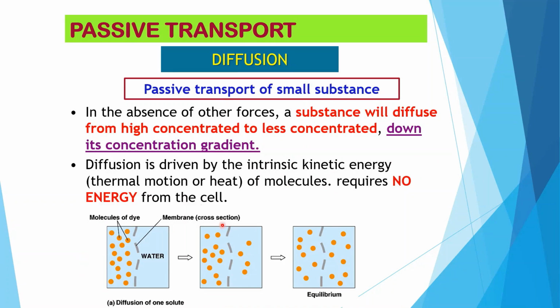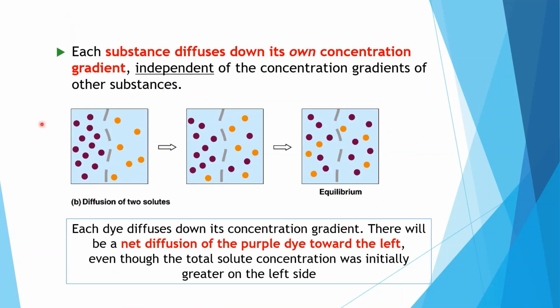So this is an example of the diffusion of one solute. And this is an example of diffusion of two solutes. Each substance diffuses down its own concentration gradient and is not affected by the concentration gradient of other substances.